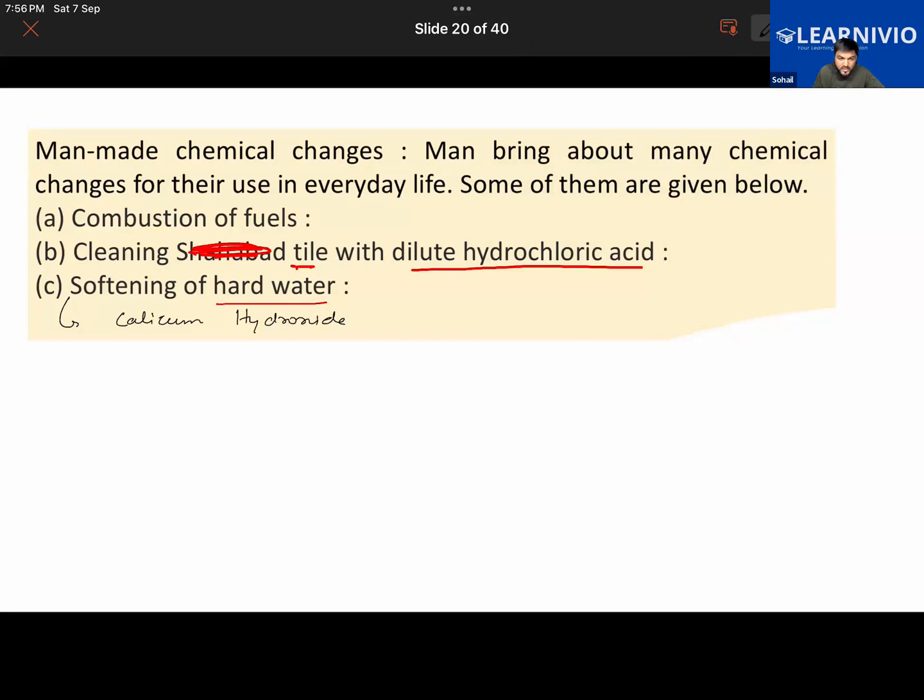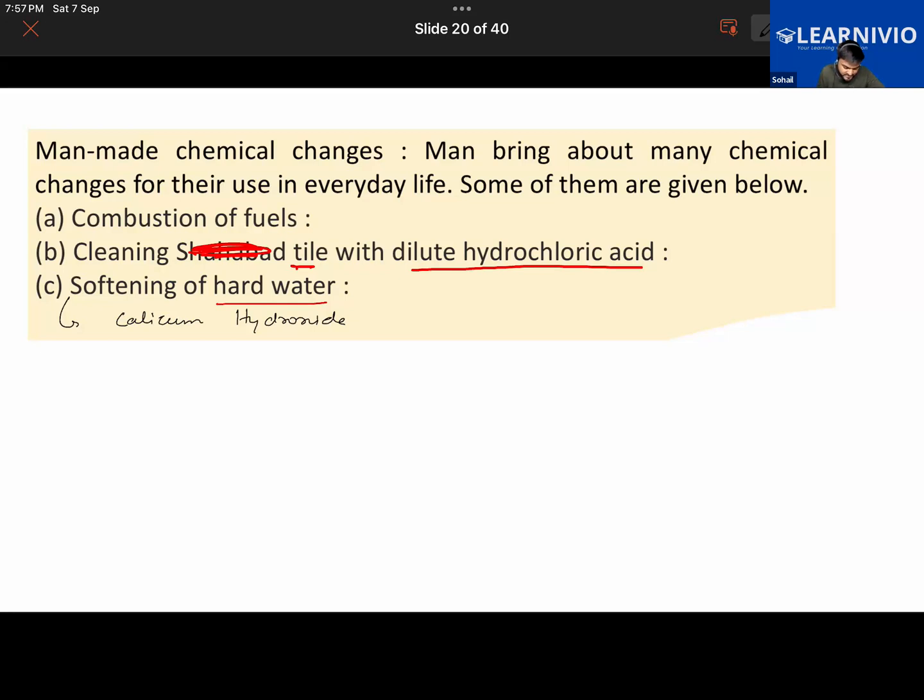So hard water can be softened by addition of some chemical substances like calcium hydroxide. Even ammonia can be added to make the hard water soft. Got the thing now? So there a reaction will be taking place, a new product will be formed. That is also one such example of a chemical change.